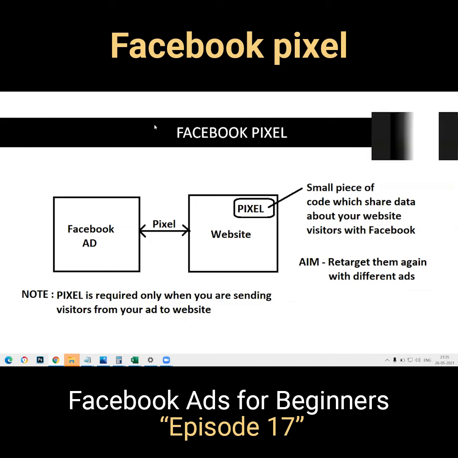What is pixel? Pixel is nothing but a small piece of code which Facebook gives us, and we have to place that on our website. Okay. If you place that code on your website, Facebook will get the entire data of your website. Entire data, like what kind of data? Like which people are clicking your ad, and once people click on your ad, what pages they are visiting, how much time they are spending on your page, then did they buy anything or not, did they fill any form or not. So all this data will move from your website to Facebook.